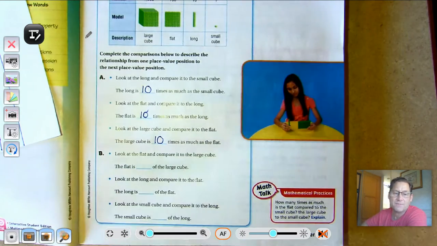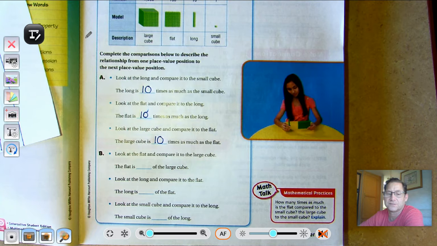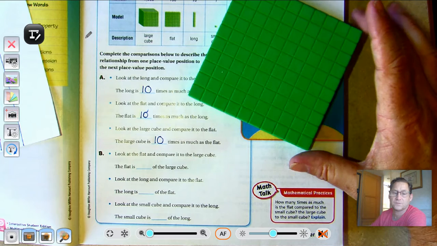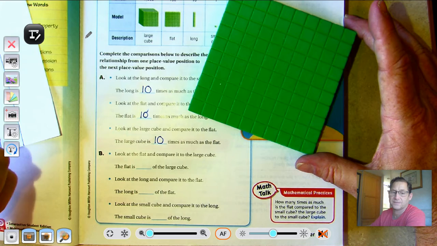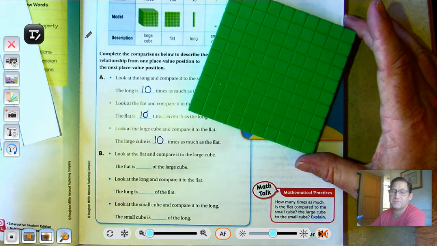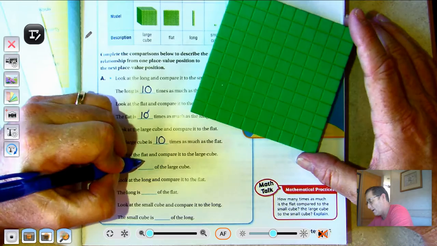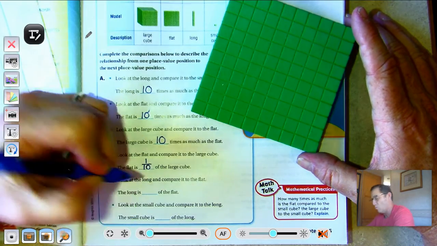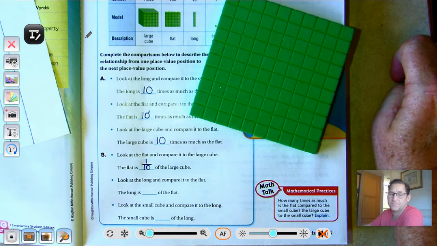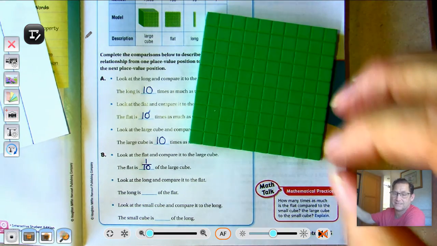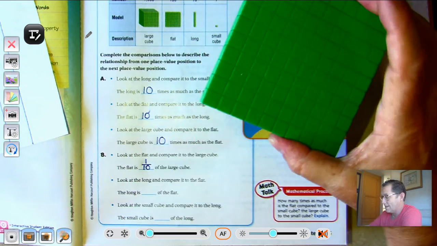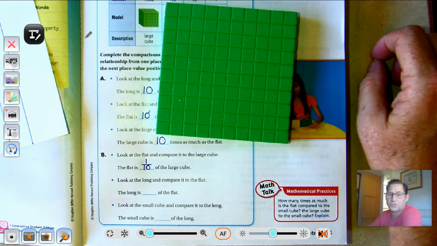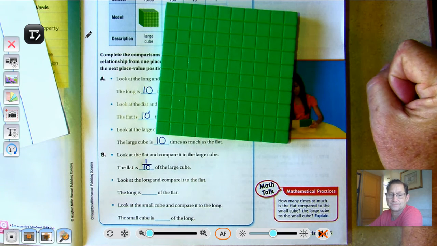So what happens though if we go from the flat? How many of the flats does it take to equal the cube? The flat is 10 times as much. The large cube is 10 times as much as the flat. So if I have one flat, I have 1/10 of the large cube. Remember, we stacked 10 flats up to equal the height of the cube. So 1/10 of the large cube is one flat.